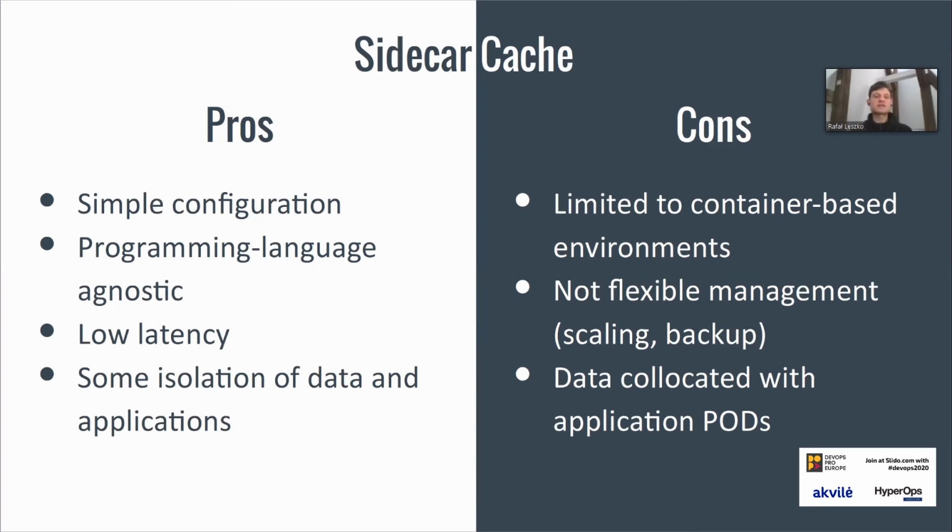Pros and cons of sidecar caching. First, the configuration is again simple. It's programming language agnostic. We again have low latency, and there is some isolation of data and the applications. From the downsides, it's limited to container-based environments, which is probably not a problem because that's the direction the whole industry is going. The management is not flexible again, so you have to scale up your cache together with your application. And the data is, after all, collocated in the same application pod.